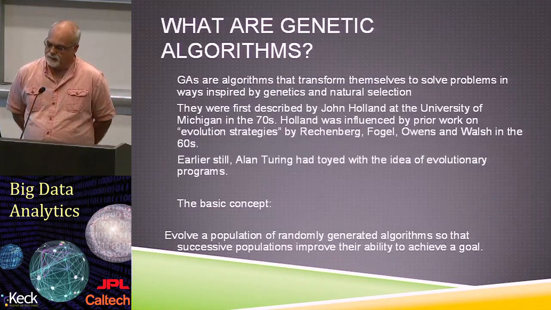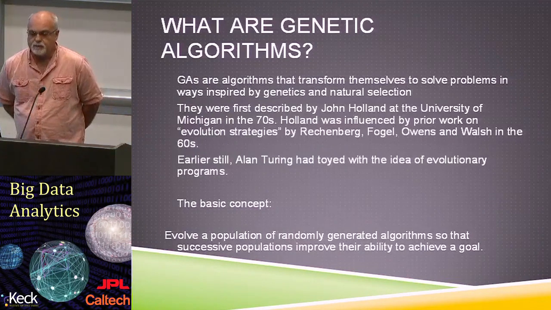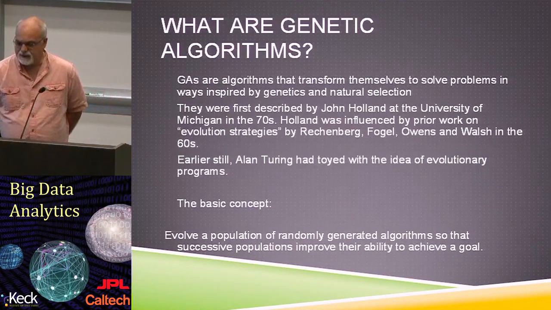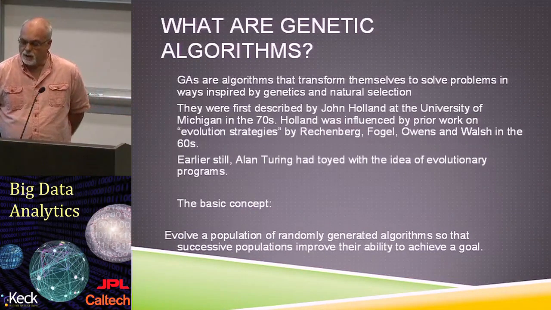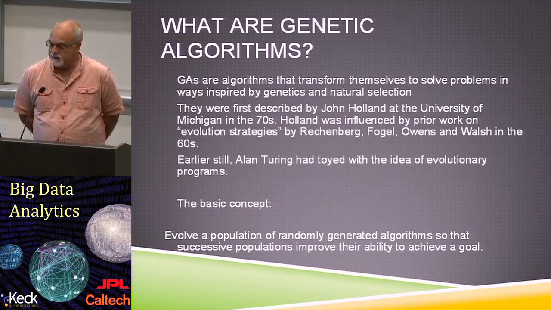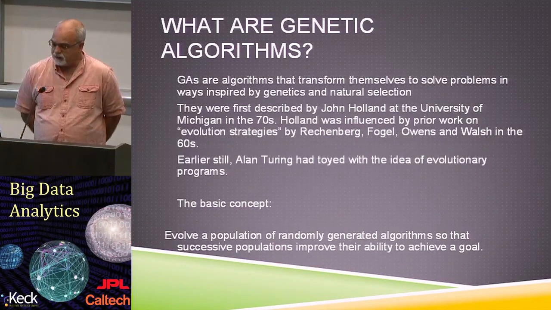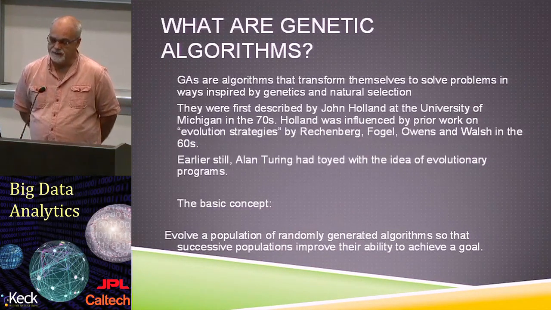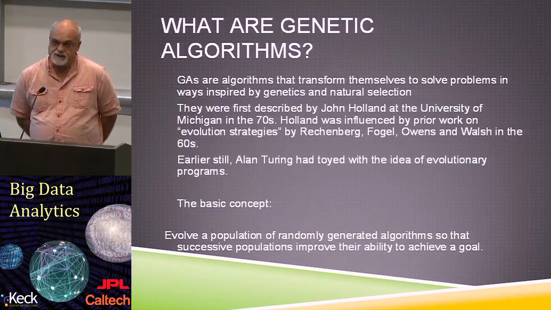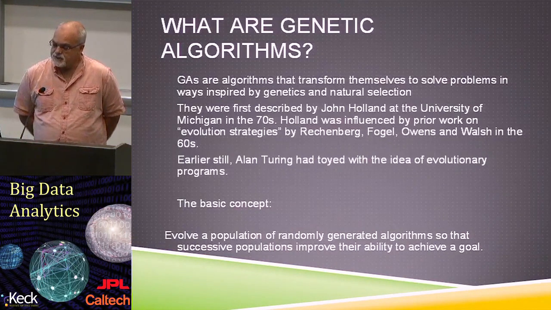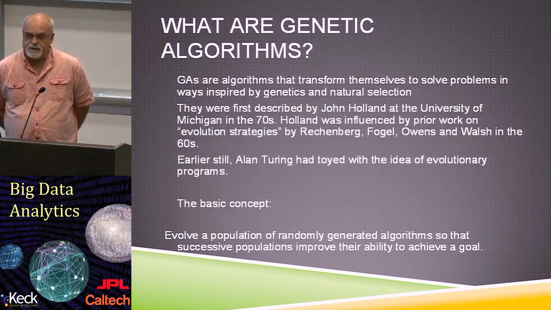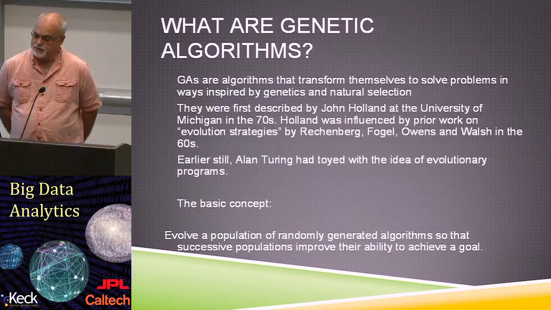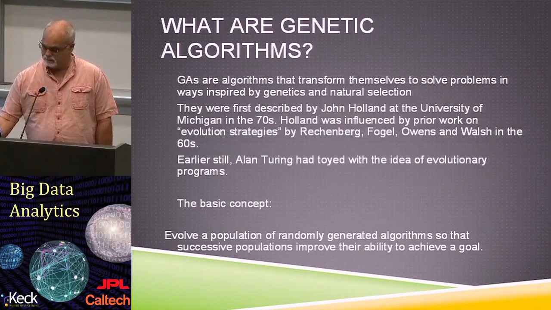Firstly, what are genetic algorithms? They're algorithms that transform themselves to solve problems in ways that are inspired by genetics and natural selection. They were first described by John Holland in Michigan in the 70s, and he was influenced by various other people who'd worked before him. Very much earlier still, Alan Turing had toyed with the idea of evolutionary programs. So the basic concept with a genetic algorithm is to evolve a population of randomly generated algorithms so that they successively improve a solution to a particular problem and achieve a goal.